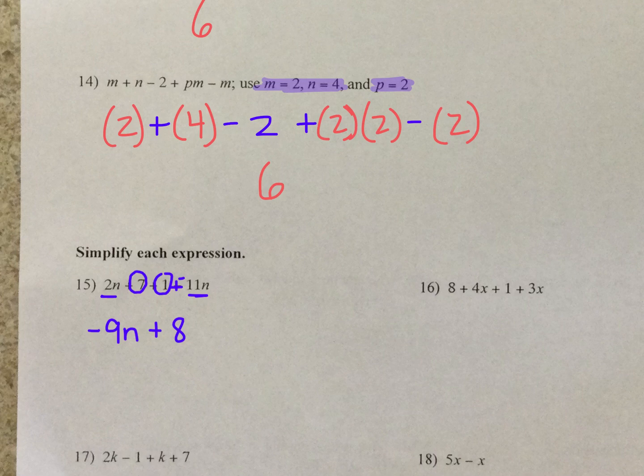All right. The next one, it starts with the number 8. Well, 4x, not the same last name. 1, yes. 1 and 8 are just straight up numbers. 8 plus 1 is 9. Lovely. Plus, I have a 4x. He has the same last name as a 3x. 4 plus 3 is 7. Last name X.